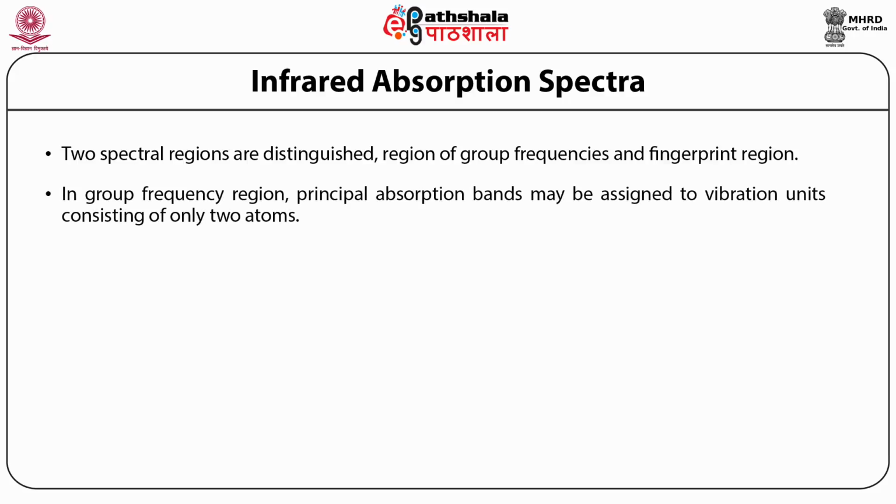In this region, the principal absorption bands may be assigned to vibration units consisting of only two atoms, and the frequency is characteristic of their masses and the force constant of their linkage. This simplification ignores the rest of the molecule. The functional groups of organic molecules illustrate such vibrational units.